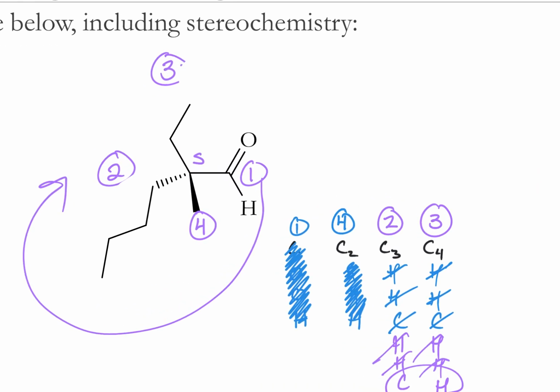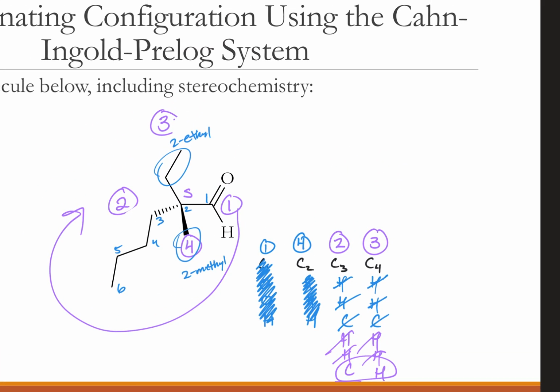All right, now the numbering of the chain would actually start at the aldehyde, so it would be 2, 3, 4, 5, and 6. We have a methyl group at 2 right here. We have an ethyl group at carbon 2 as well. There's 2-ethyl, 2-methyl. And so the name of this molecule would be S-2-ethyl-2-methyl, and it's hexanal because it's an aldehyde and the longest chain is 6 carbons.